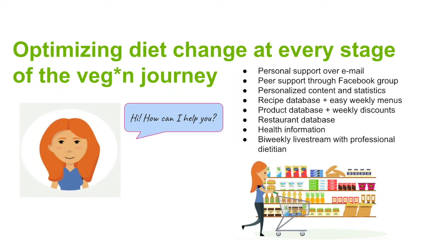So we offer basic tools like a recipe database, a restaurant database, a database of vegan products that can be found in the supermarket. Of course, all the recipes are also geared towards supermarkets so that people don't have to go to online shops or to specialty shops to make their first vegan meal. And we list the discounted products every week in the supermarket, because some people are eating on a budget, and we want to make vegan food as available as possible for them as well. And people who have health questions have the opportunity to attend webinars with a professional dietitian.